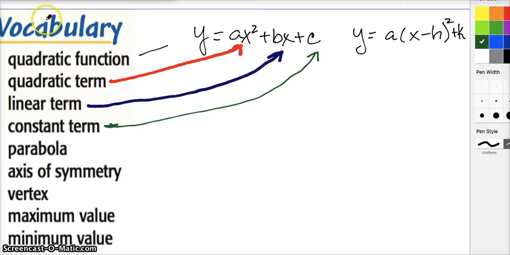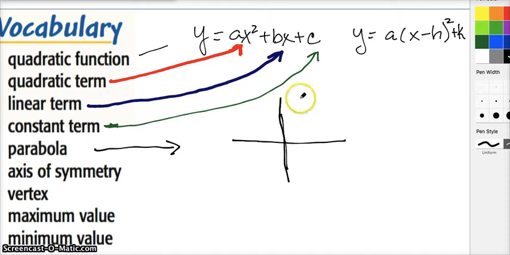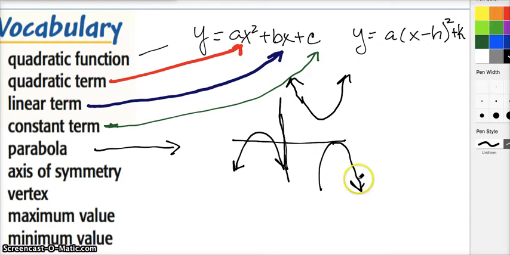Now the key here is when we have this quadratic function, the graph of it will be a parabola. So when I graph a quadratic function, we can have a parabola, which is kind of a U-shaped figure that can look like that, can look like this, can look like this. All of these are examples of parabolas, and that's what we get when we graph any quadratic function in this form.